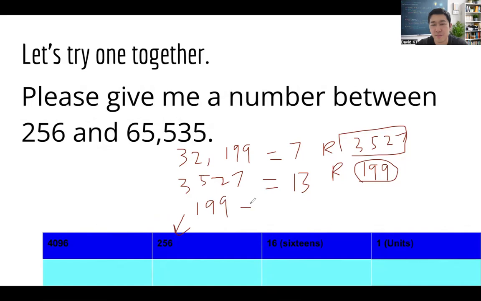199 divided by 16 gives you, is it 12? I think it's 12, so 16 times. Yes, 12 with a remainder of 7. So 7's the last one. So it looks like this: 7, 12. What's 12 again? B. No, C, sorry. C. 13 is D. And over in front we have 7. So the answer is 7DC7.